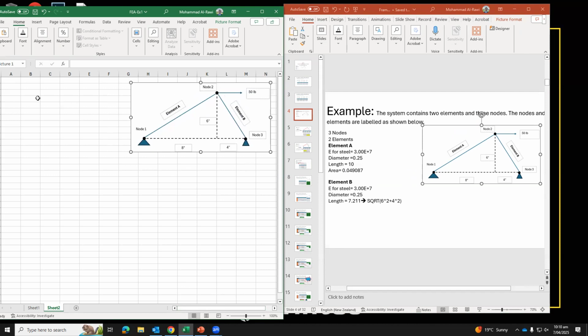All right, so I could put the information as we have it here. For example, I would call it example 1.